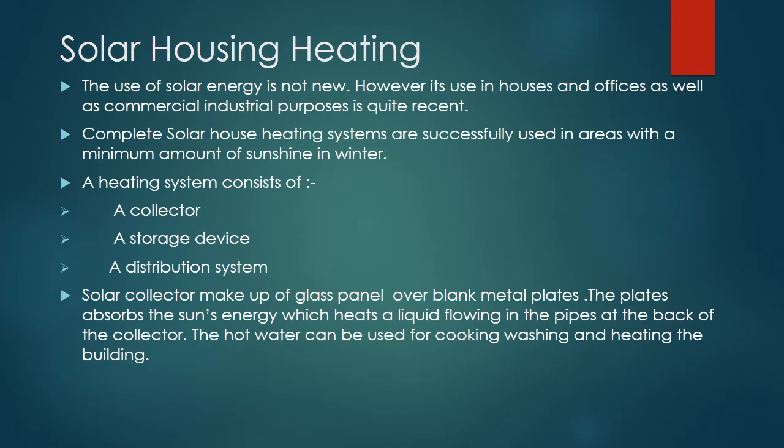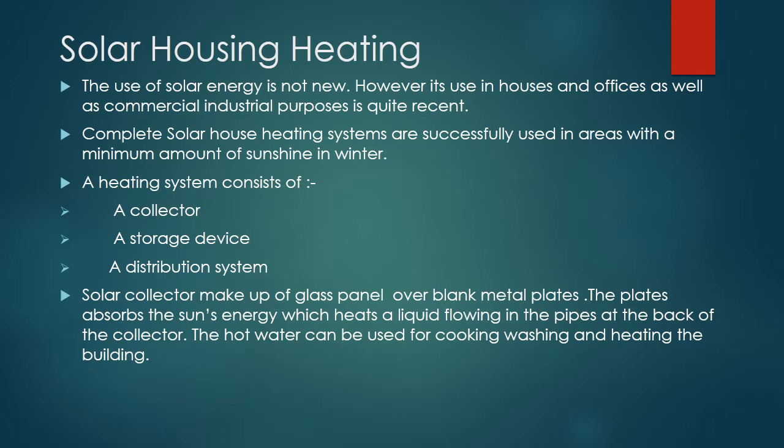The first one is the collector. What is the meaning of collector? A collector is anything which basically collects any other thing. So if we are discussing solar house heating, what is basically a collector in that? A collector is a device which collects what? In this case, of course, it collects sunlight. Then the storage device. A storage device basically stores the energy. And a distribution system. After storage, of course, the energy is distributed. So I am again repeating, the solar house heating consists of three parts. The first one is the collector, the second one is the storage device, and the third one is the distribution system.